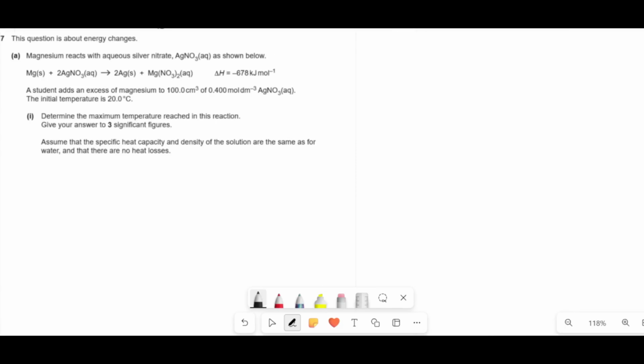So now it says this question's about energy changes. Magnesium reacts with aqueous silver nitrate, AgNO3, as shown below. So you've got Mg solid plus aqueous AgNO3 makes silver solid and then MgNO3 aqueous. And they've told us delta H for this reaction is minus 678 kilojoules per mole.